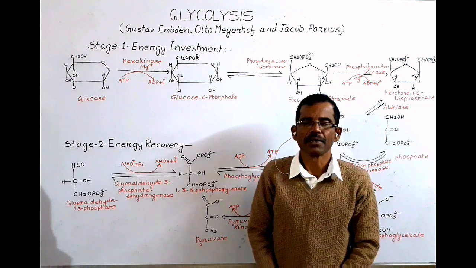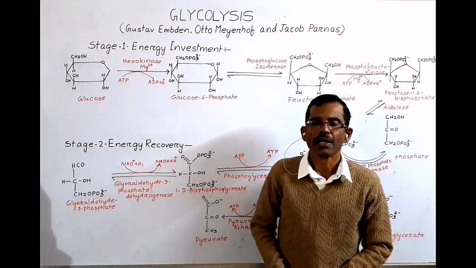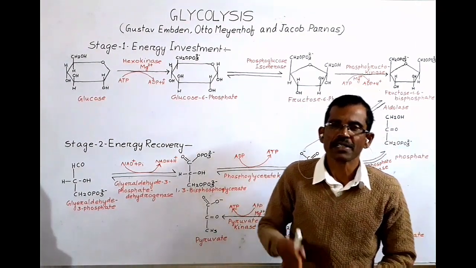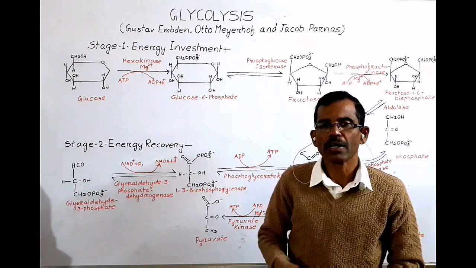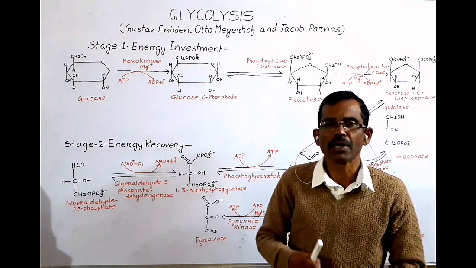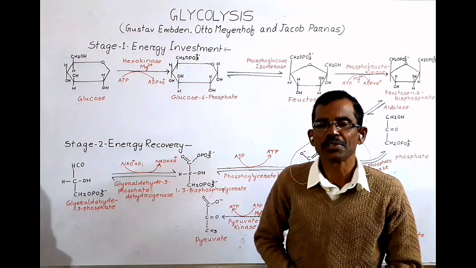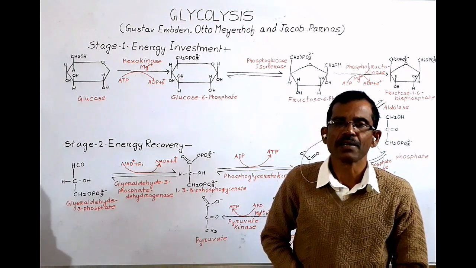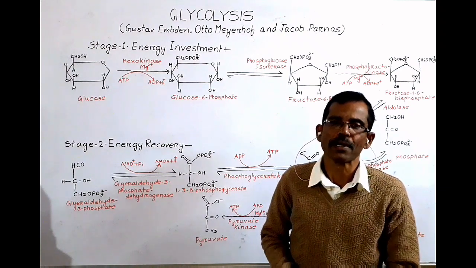Glycolysis can be divided into two stages, stage 1 and stage 2. In stage 1, there is energy investment. In this stage, one molecule of glucose is phosphorylated and cleaved to produce two molecules of glyceraldehyde 3-phosphate. This process consumes 2 ATP.